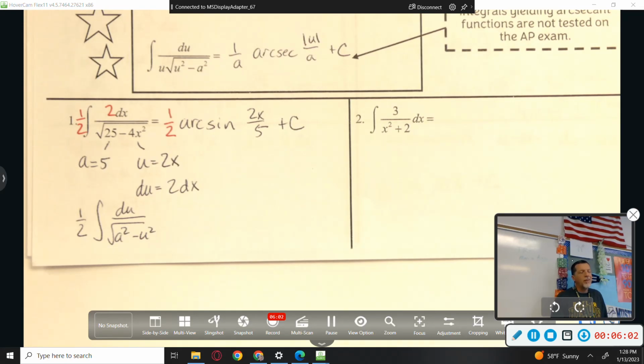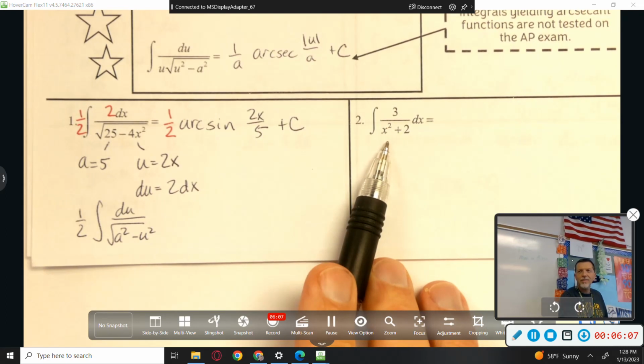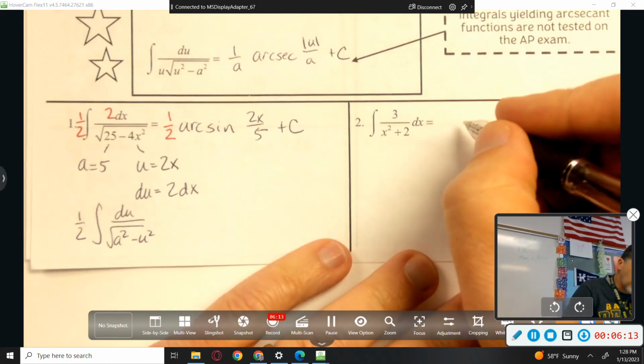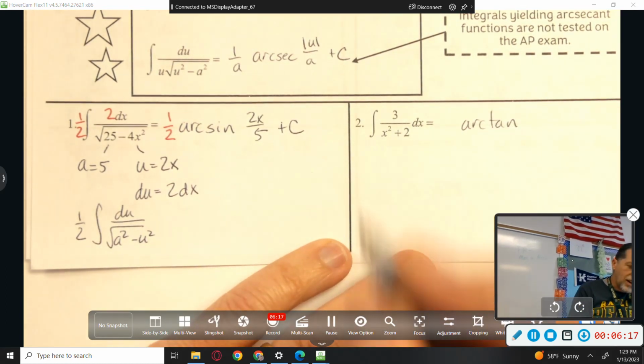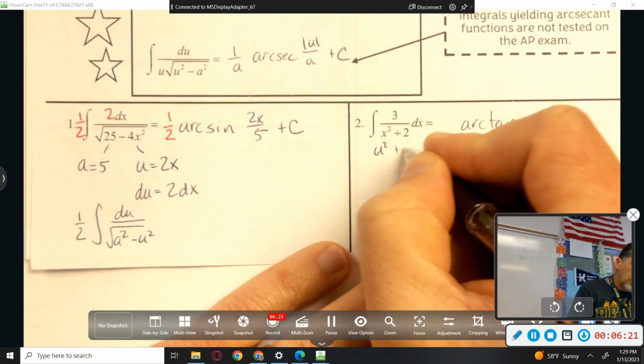Again, you have to be able to recognize which one that is. What does that look like? Arctan. So I'm going to go ahead and write arctan because I'm pretty sure it's arctan. So that means u squared plus a squared.